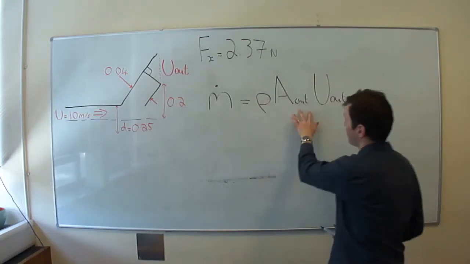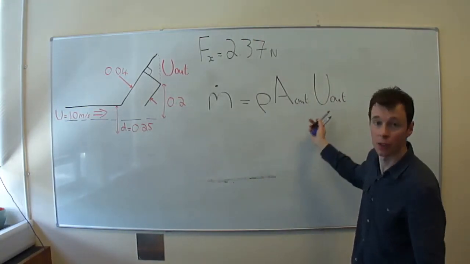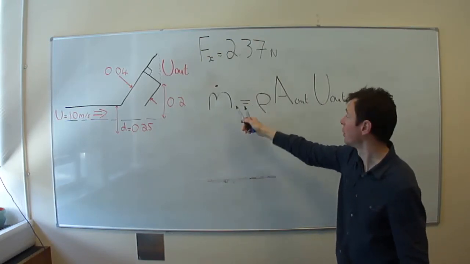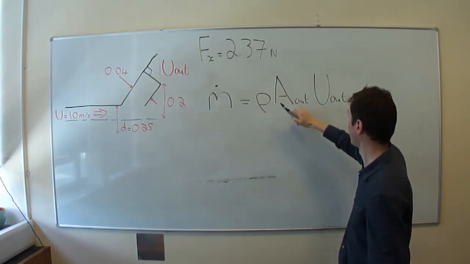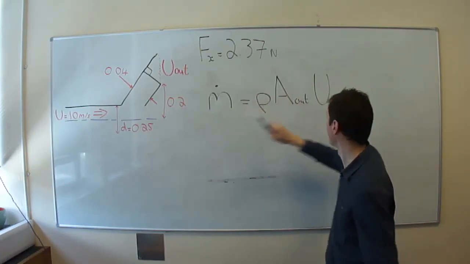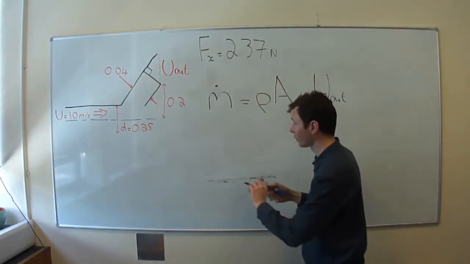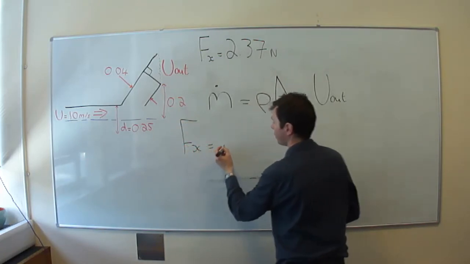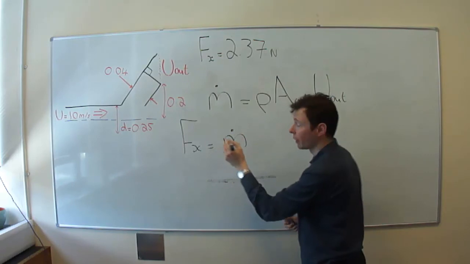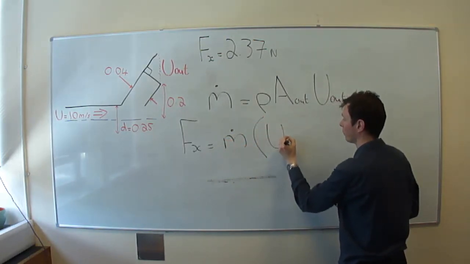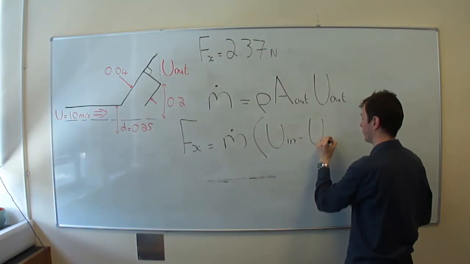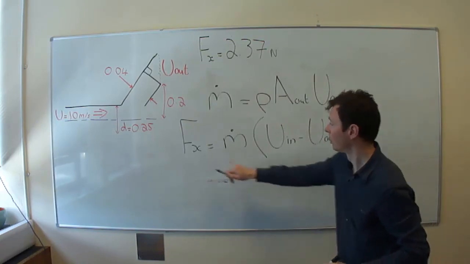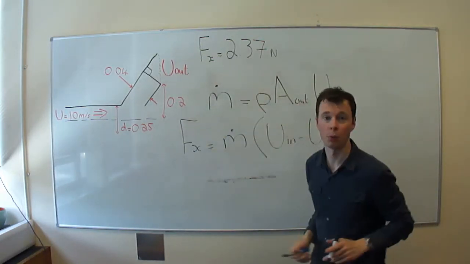Now to find U out, which is our penultimate term we need to discover. Same equation again, but now in terms of the area and velocity out. Remember, the mass flow rate is fixed. What goes into our control volume goes out the other side. So you can rearrange this expression. We now know A out, we know rho, we know the mass flow rate. Calculate U out. And then the final step, Fx equals our fixed mass flow rate multiplied by that differential velocity. We then get a value of Fx equal to 2.37 newtons.